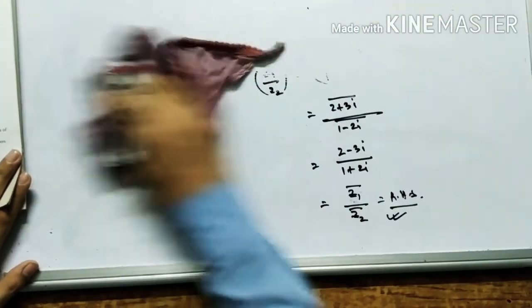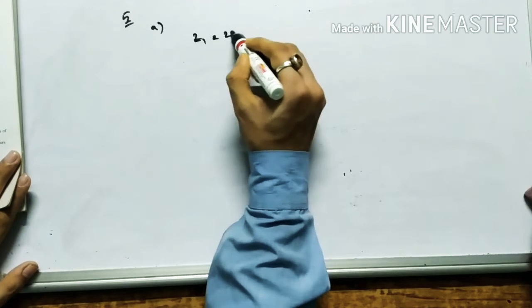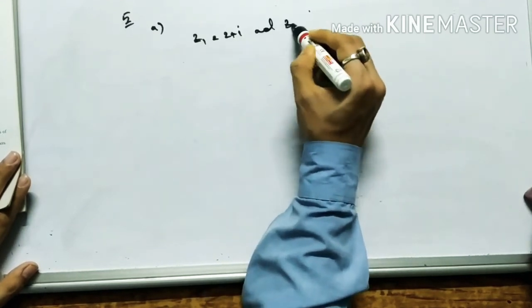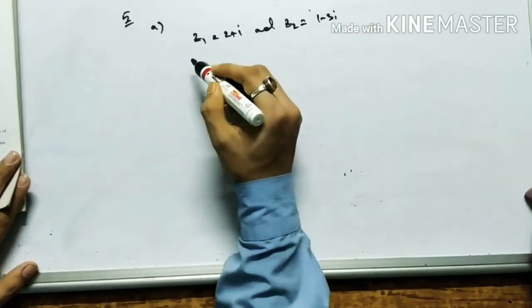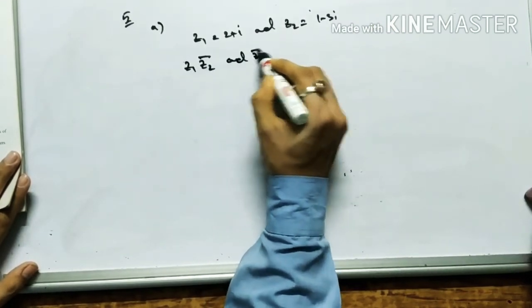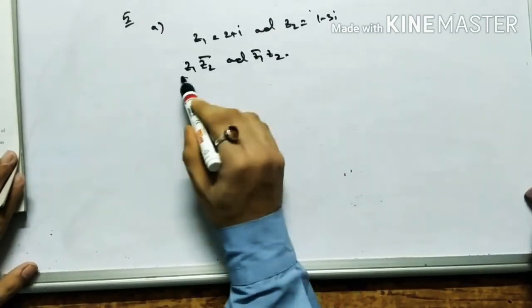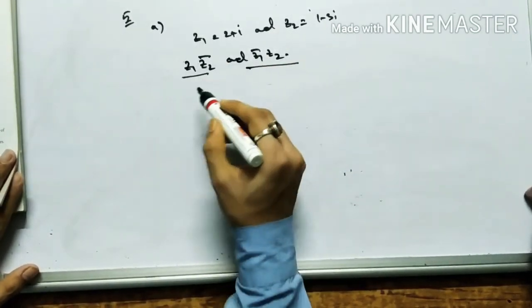Next again I will go to type 5. Type 5 number A: Z1 is equal to 2 plus i and Z2 is equal to 1 minus 3i. I have to find Z1 into Z2 bar and Z1 bar into Z2, and verify that these two are conjugates of each other.